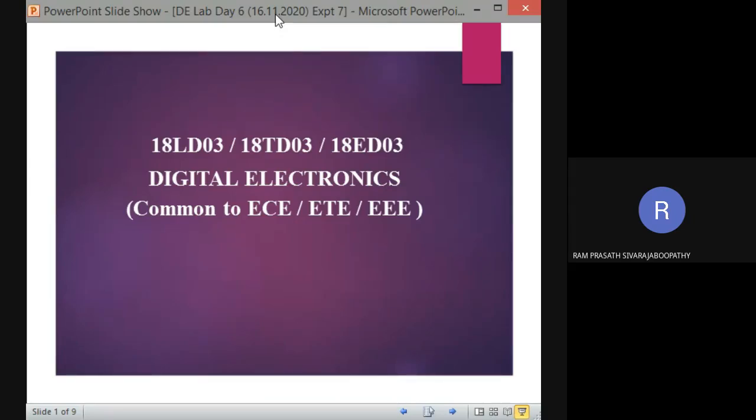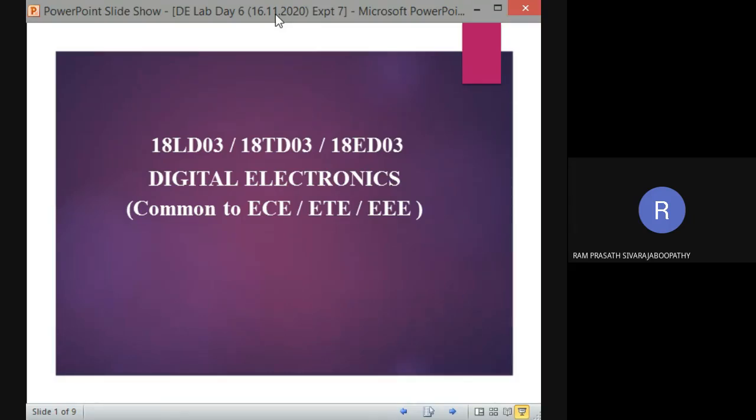Yes Savarisheti, 3 to 8 decoder. Using dual 1:4 DMUX IC வச்சு பார்த்தோம். Then the first portion what we did is priority encoder பார்த்தோம். 8:3 line priority encoder we have discussed.